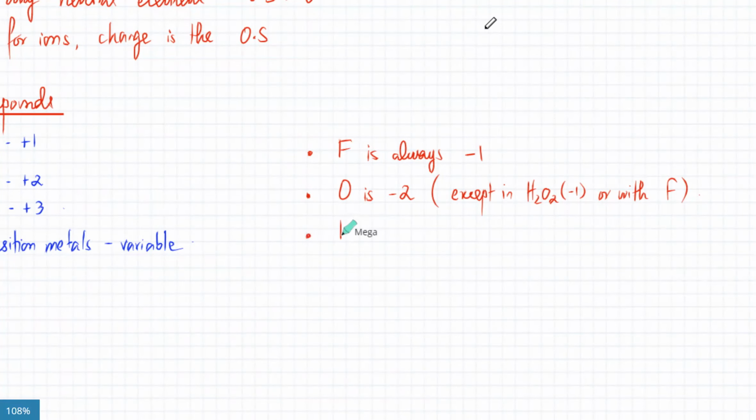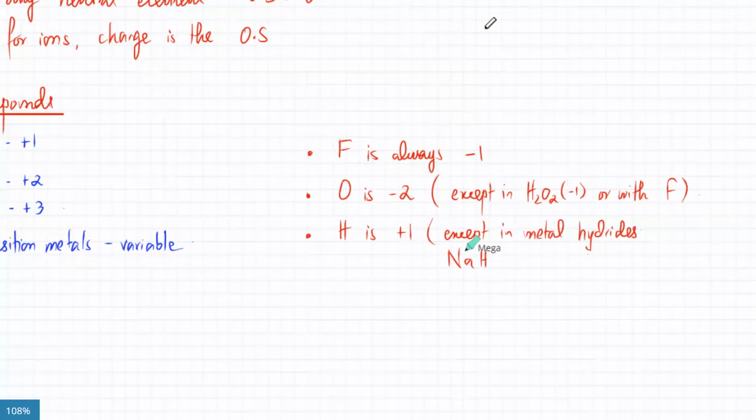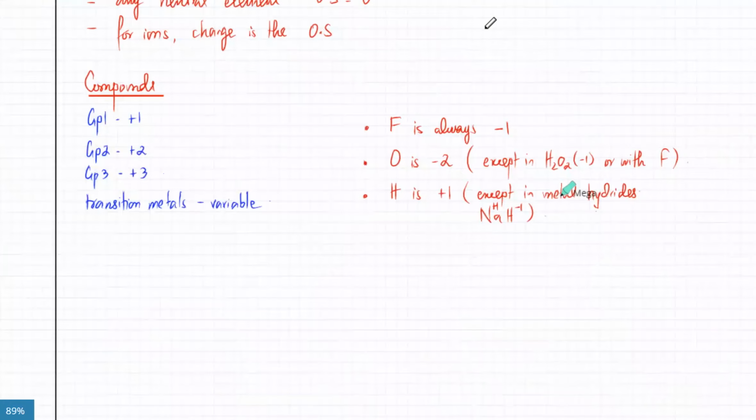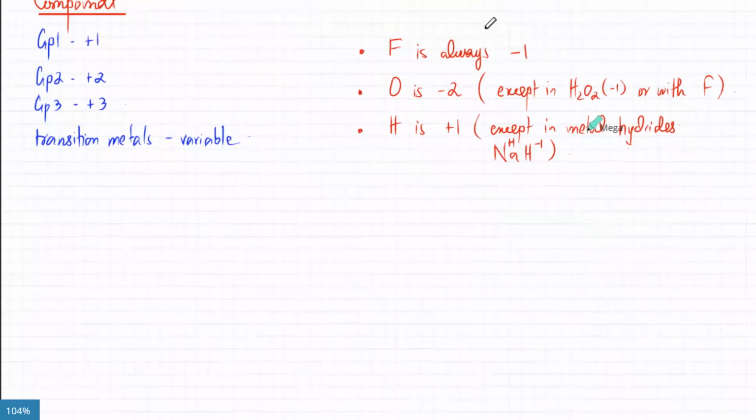Hydrogen is +1 most of the time, except in metal hydrides. In metal hydrides, if you have NaH, Na would be +1 and H would be -1, because metals are the least electronegative elements, so they always lose electrons. So this is all that you need to figure out oxidation states.